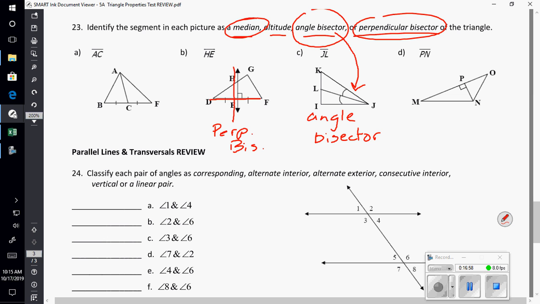Median is the one that cuts a side in half and goes through the opposite corner. So this line segment is going to cut BF in half. This is our median, which leaves this altitude. The shortest distance is the distance from N to line OM. Shortest distance is the perpendicular distance, that's the altitude.